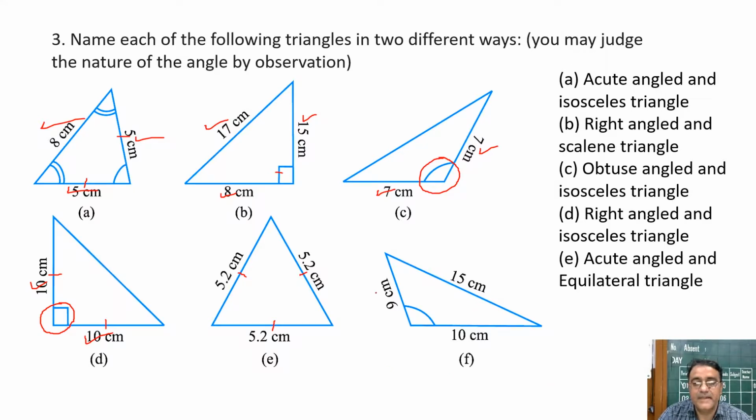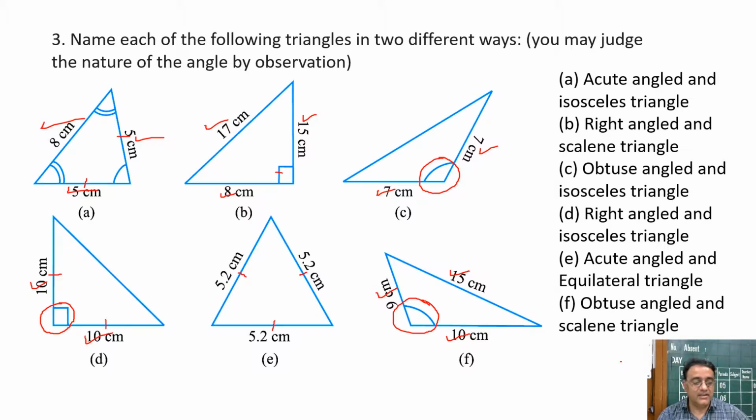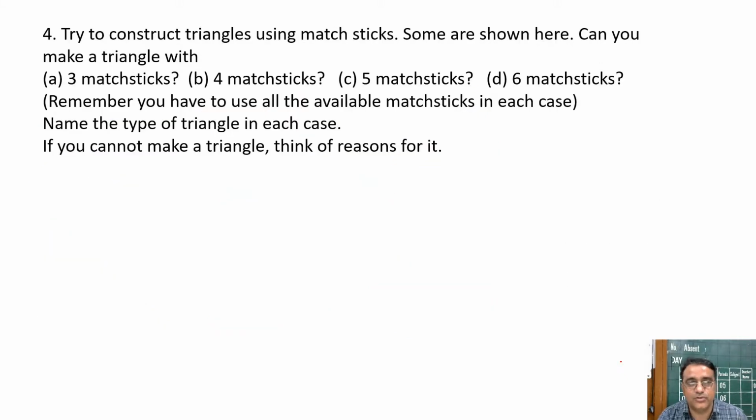Now in this triangle, all the three sides are not equal, and one angle is more than 90 degree. So obtuse angled and scalene triangle. So this is the third question. Now we are moving toward the fourth question.